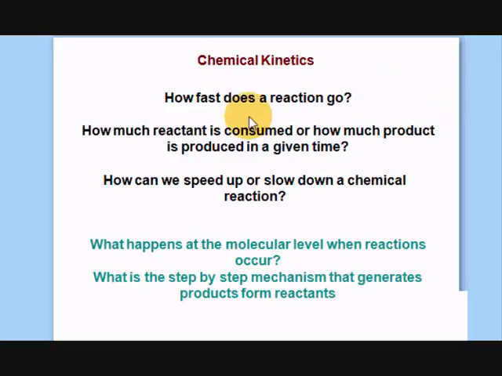And when you consider an industrial chemical production, you're going to want to know how much reactant is consumed or how much product is produced in a given time, because these kinds of constraints are important in the production of chemicals. And then, what are the elements that can speed up or slow down a chemical reaction, like for instance catalysts, temperature, pressure, and even the nature of the actual reactants.